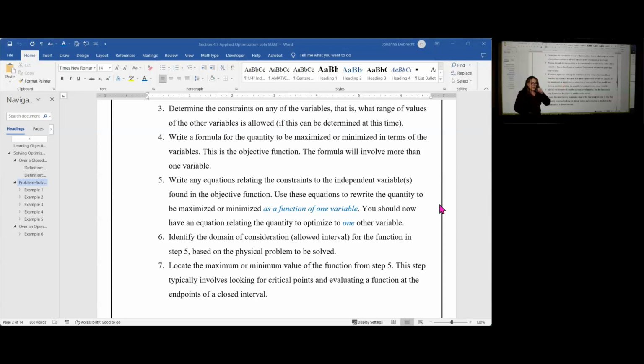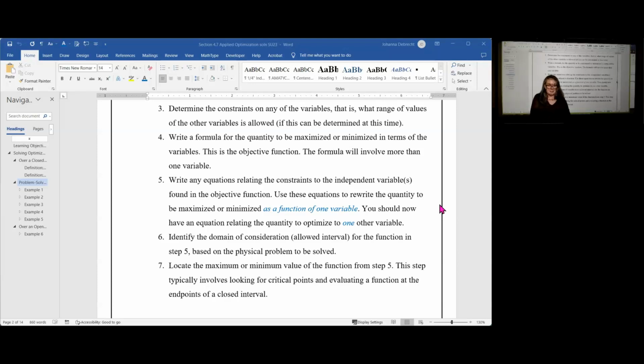The equation that is a function of one variable and is related to the quantity we're trying to optimize. We're going to do this by finding the critical values using the first derivative, and then we'll use the second derivative test to determine if they're maximums or minimums. And we'll go back to the problem to see what it was we were trying to solve and fill in any blanks we may have.